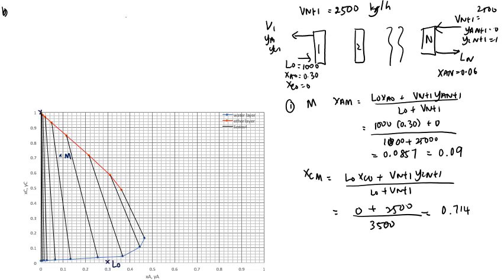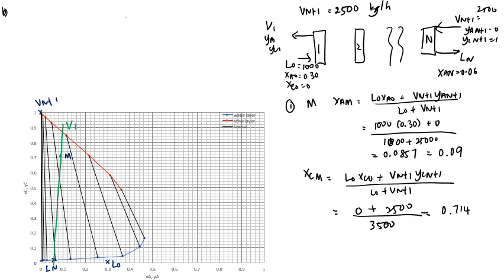So this is your L naught. This is your Vn plus 1. And your Xan is at where Xa equal to 0.06. So it should lie on the line, so you get Ln there. So once you got the point M, you can connect the dots such that you get V1. So okay, I try to do my best to connect the dots in a straight line. So Ln connect with M, so that gives you V1.